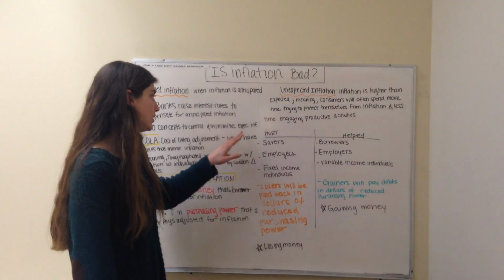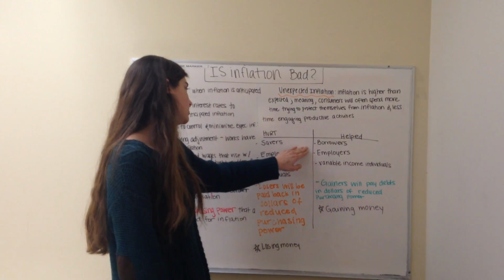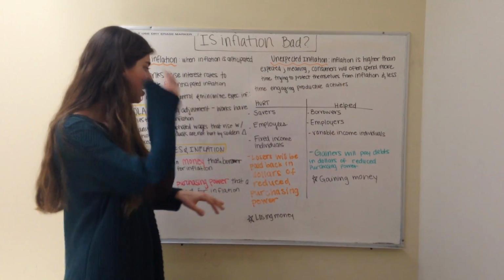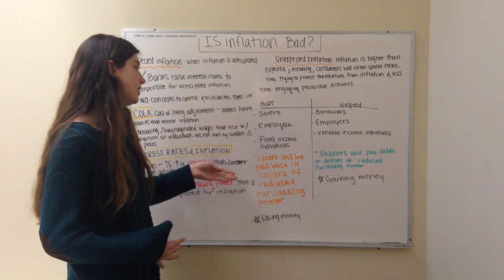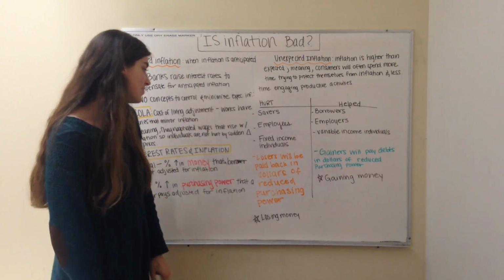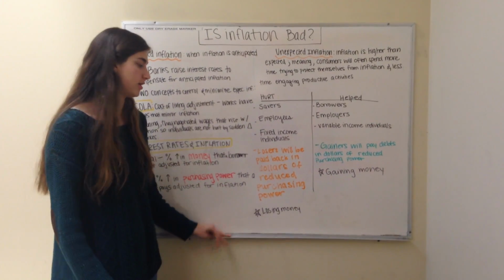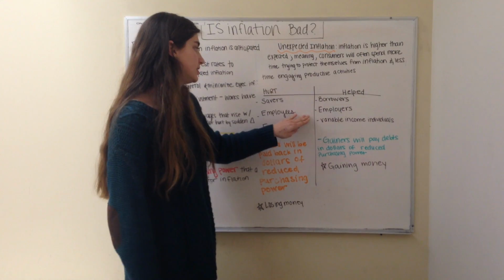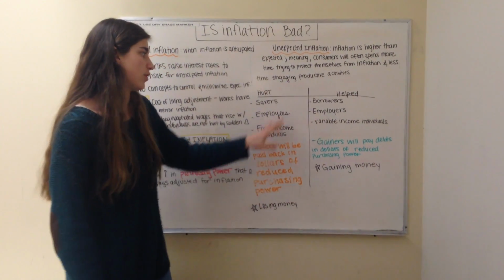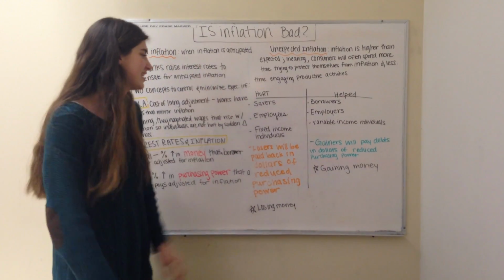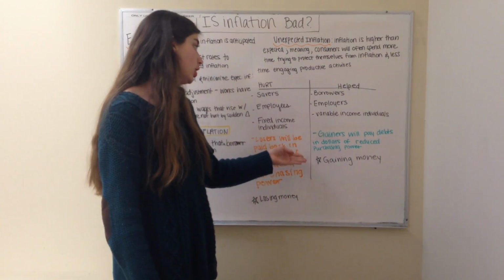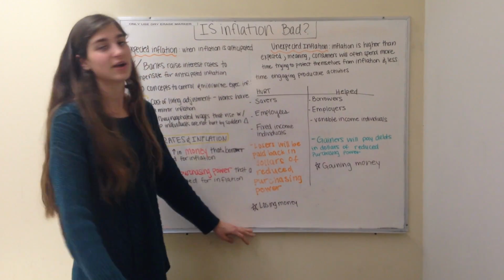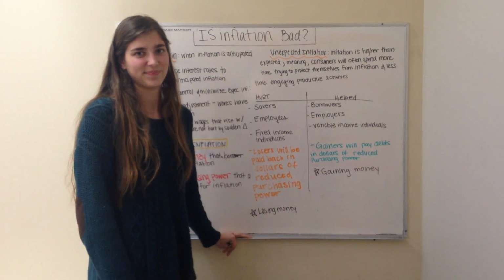The chart that I created shows the people that are hurt by inflation and helped. So let's start with hurt. Hurt are savers, employees, and fixed income individuals. And overall, what these three have in common is that they're basically the losers that will be paid back in dollars of reduced purchasing power, therefore losing money. The next are those that are helped, which are borrowers, employers, and variable income individuals. Through all of these, they are known as gainers, and they'll be paid back debts in dollars of reduced purchasing power. So they'll ultimately be gaining money through the process. So stick around next and we'll talk about asset price inflation.